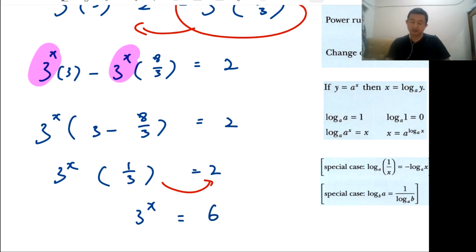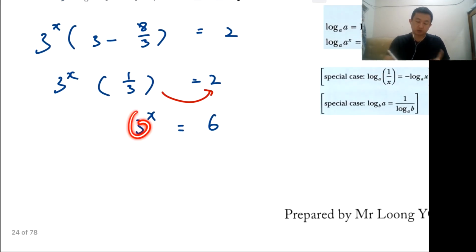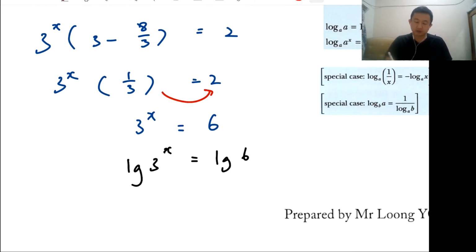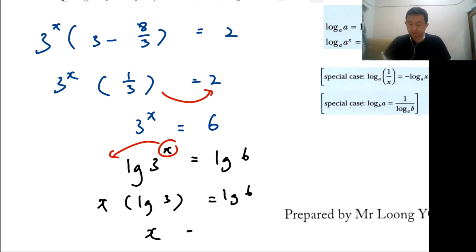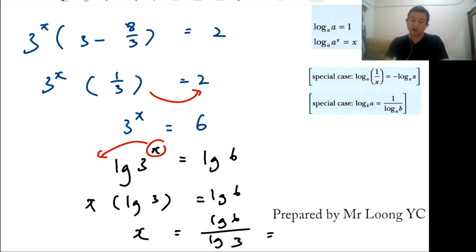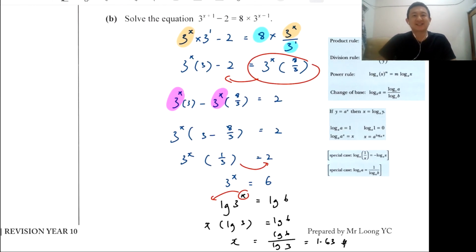6. Okay, it's different base. So to find the value for x, you put a log on both sides. Up to you, you can go for lg. Bring it to the front. Bring it to the other side. So lg 6 divided by lg 3, 1.63 should be your final answer. Alright, that's all for now. Thank you.